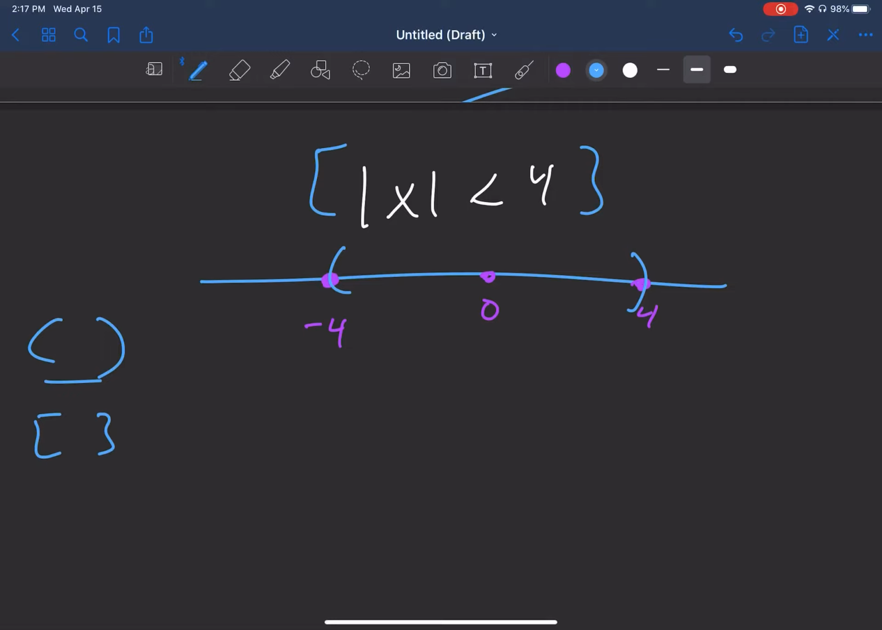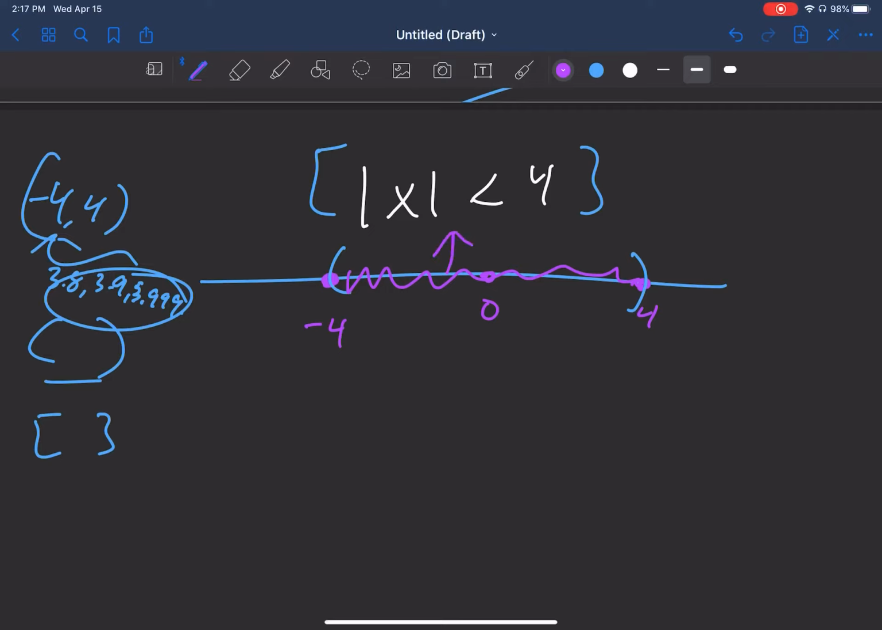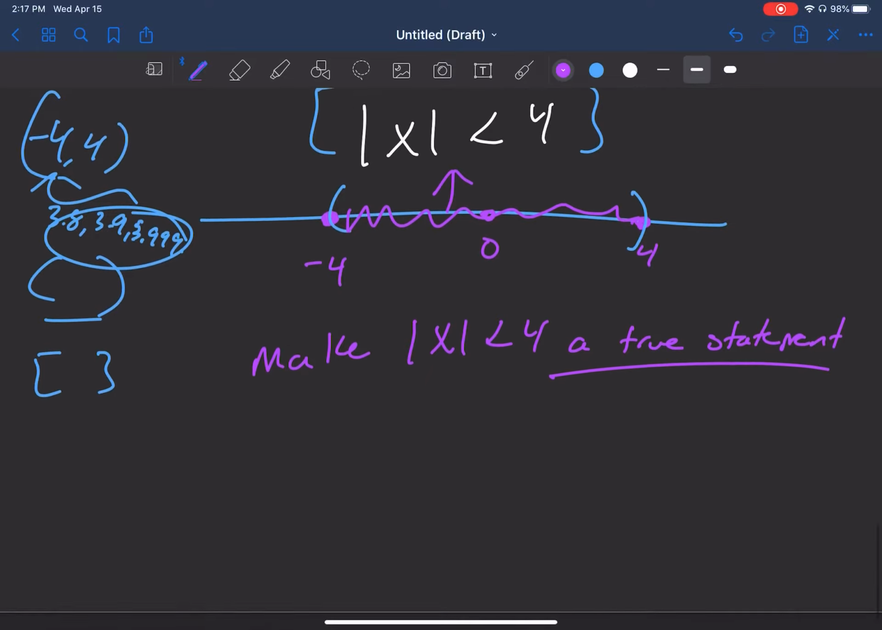So any value up to 4. So if you have negative 4, 4, you would have 3.8, you would have 3.9, 3.999. Right? These are all values that you can go in there. Of course, you can't have 4, right? So any value of these x's here make this a true statement. It's like asking yourself, how far can I drive, right? I can drive up to 4 miles south and up to 4 miles north. So that's kind of like the way we're going to be thinking about this absolute value.